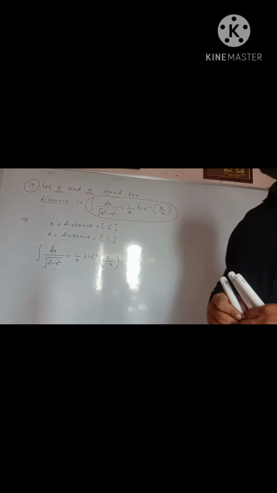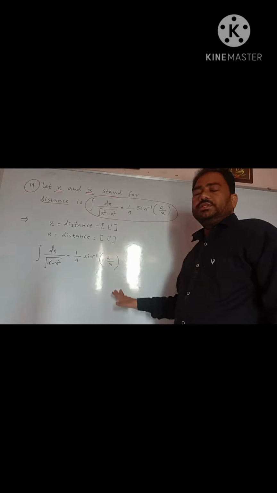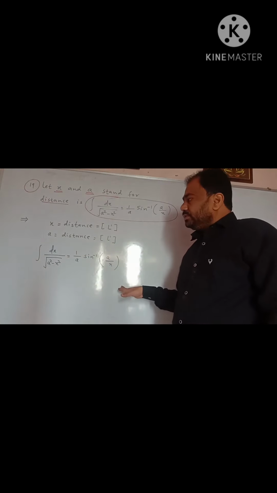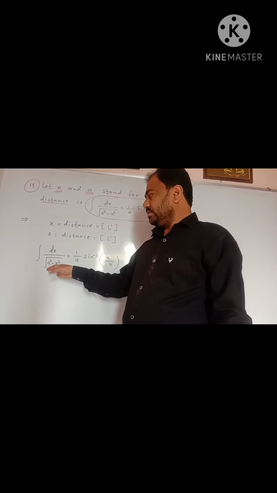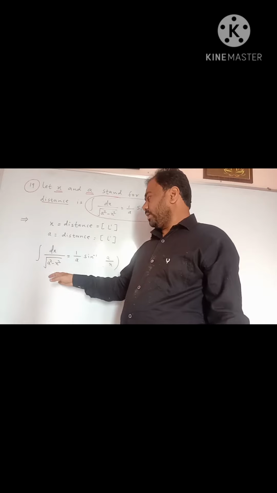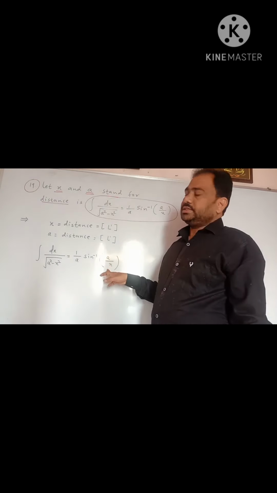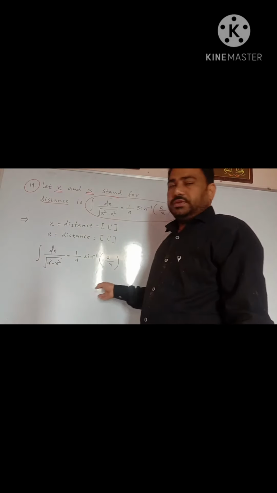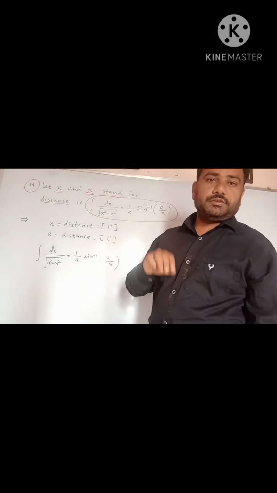Now what can we do, and how do we solve this equation? Don't get confused by the signs. Integration is here, then the dx term, then under root a square minus x square, equal to 1 by a sine inverse of a by x. Do not confuse yourself with this notation.